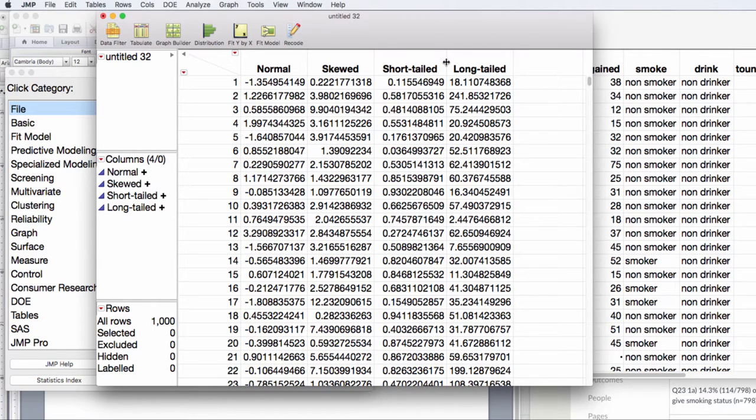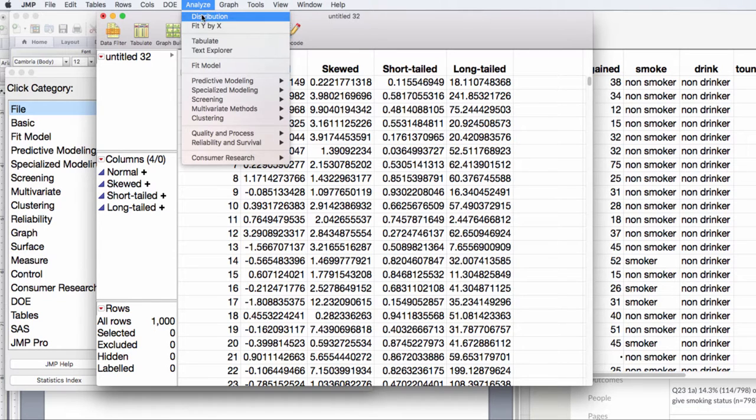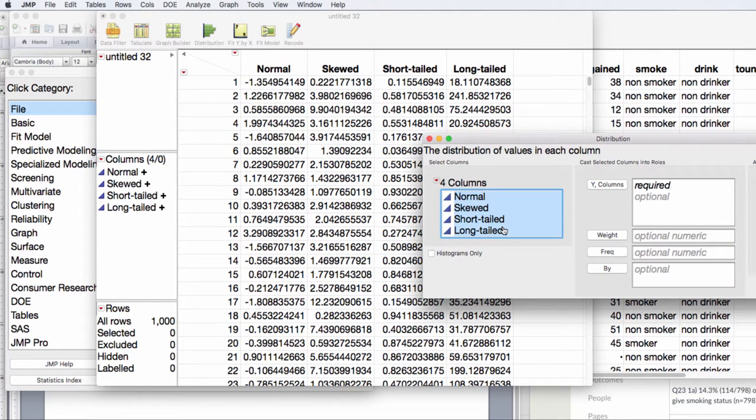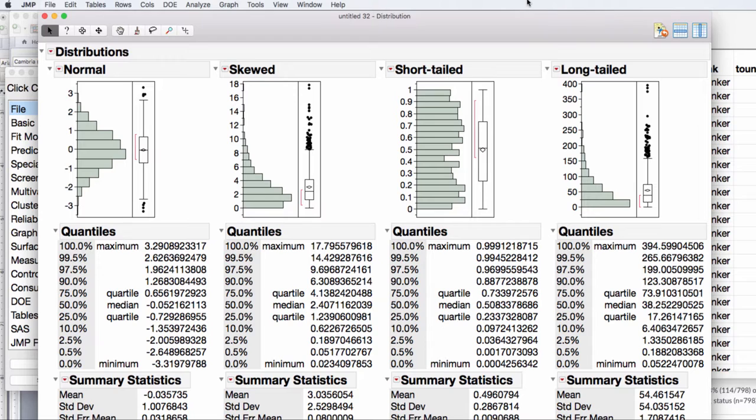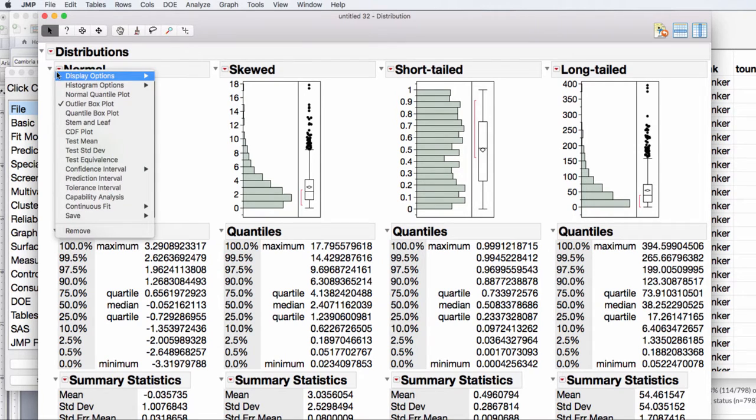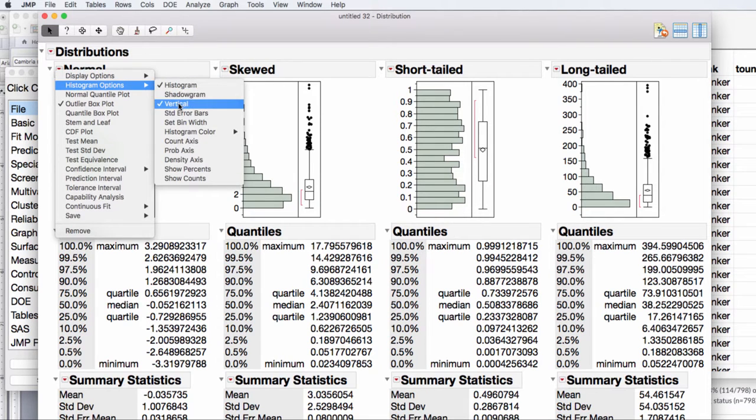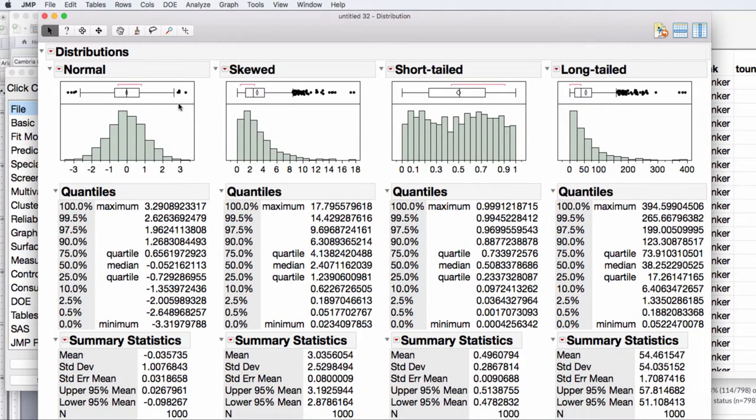Within JMP, I've created some example data to show you what normal, skewed, short-tailed, and long-tailed data sets will look like. Go into Analyze, Distribution, and I'm going to put all 4 into my Y and press OK. And you can see here that we have the 4 types of distributions. JMP displays them vertically. It may be easier if we looked at them horizontally. And so here are the 4 distributions.